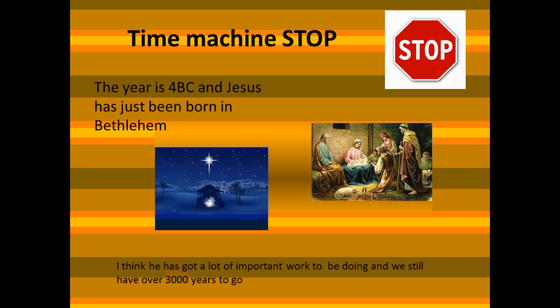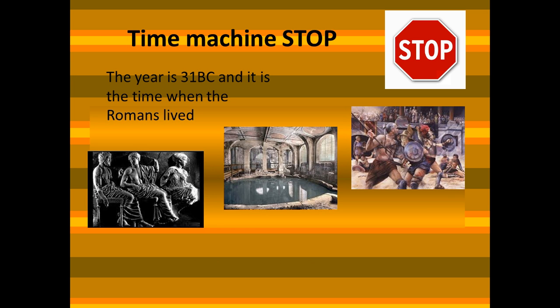And I think it's a lot of important work to be doing, and we still have another 3,000 years to go before we reach the ancient Egyptians. 3,000 years is a huge chunk of time. And then we've got the year 31 BC, and it is the time when the Romans lived. So the ancient Egyptians actually came before the peak of the Roman Empire.